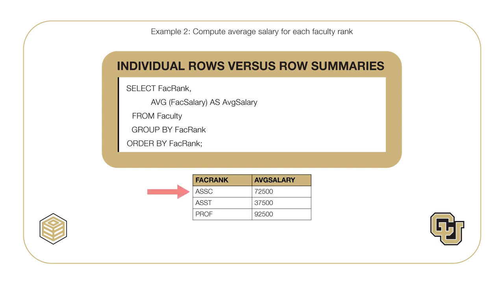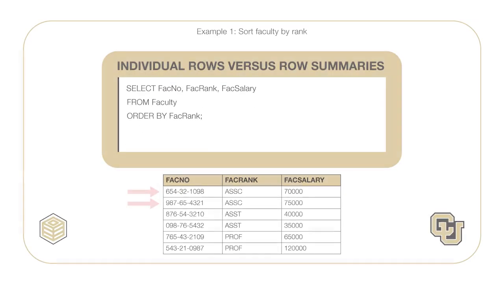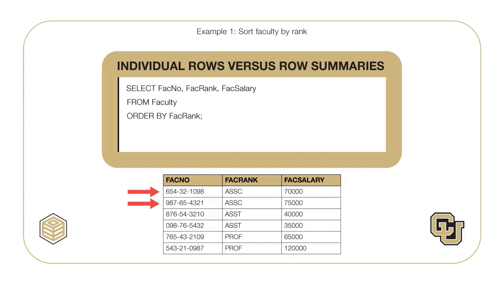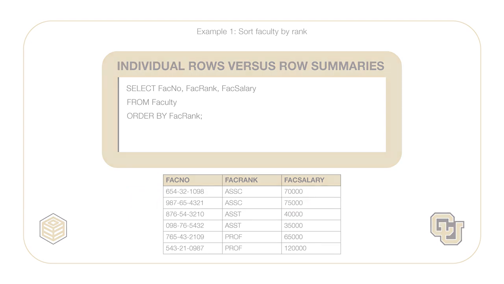The first rank in the result, associate professors, summarizes the first two rows in example 1. The average salary of $72,500 is the average of $70,000 and $75,000. You should be able to trace the second and third rows in example 2 to the rows in example 1.